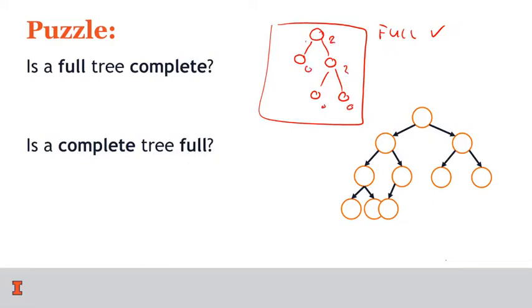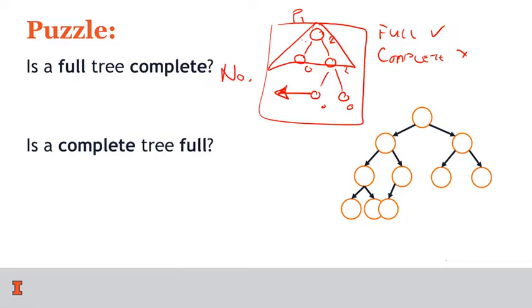Is it complete? Well, a complete tree has to be perfect up until the last level. So this is a perfect P1. But then all of the nodes on the last level have to be pushed to the left. Have these been pushed to the left? They have not been. So this tree is full, but not complete. So here's an example of a tree that is full, but not complete. So is a full tree complete? No. Is a complete tree full?